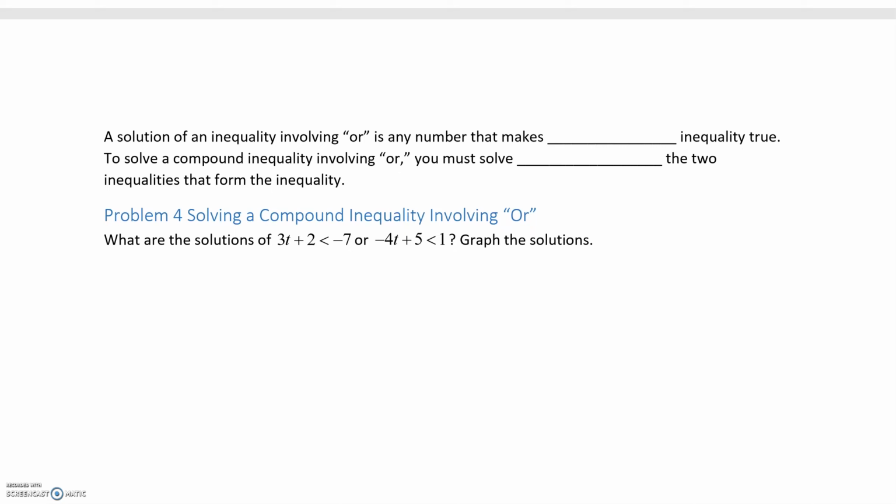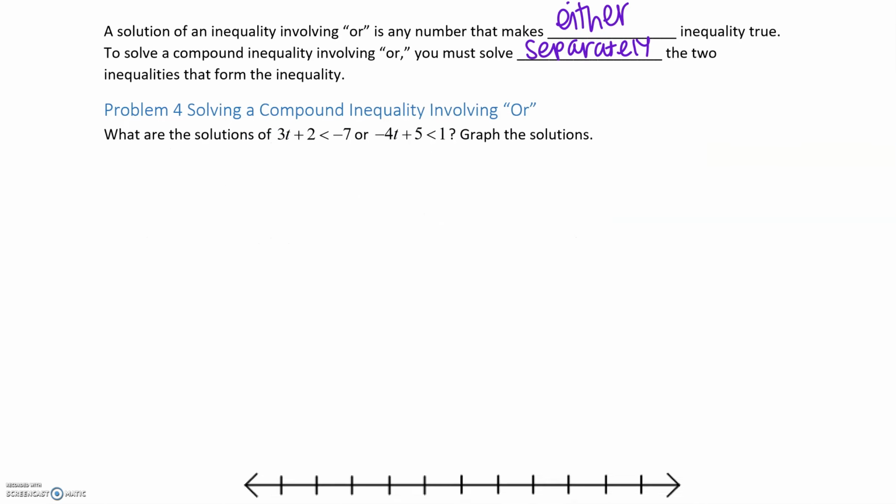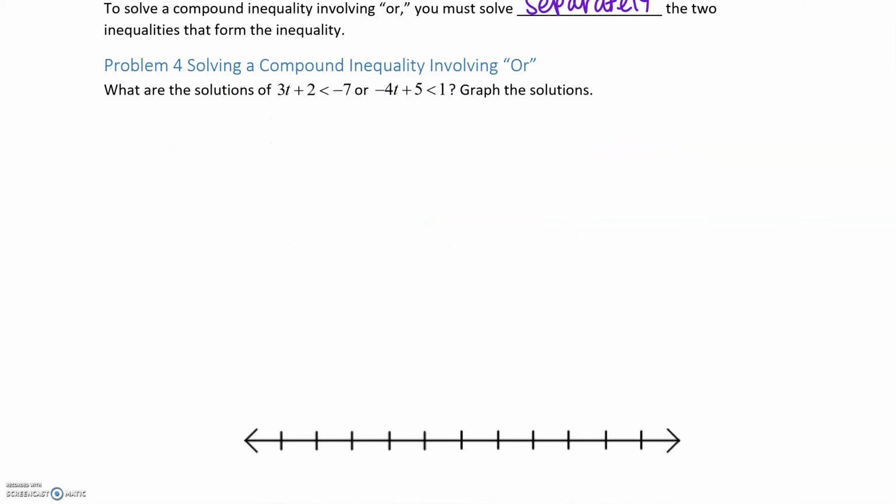A solution to an inequality involving or is any number that makes either inequality true. So to solve a compound inequality involving or, you must solve separately the two inequalities that form the compound inequality. So we need to go through each of these and solve them.